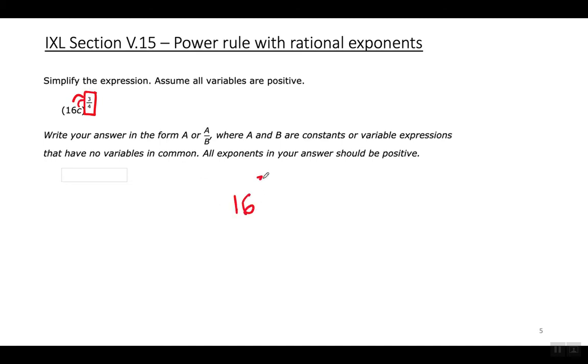That's going to give me 16 to the 3 over 4 power and c to the 3 over 4 power. Now the c part is already simplified. I can't do anything else with it. But the 16, I could break it down further and simplify it further. So when I rewrite it, I'm going to have this.